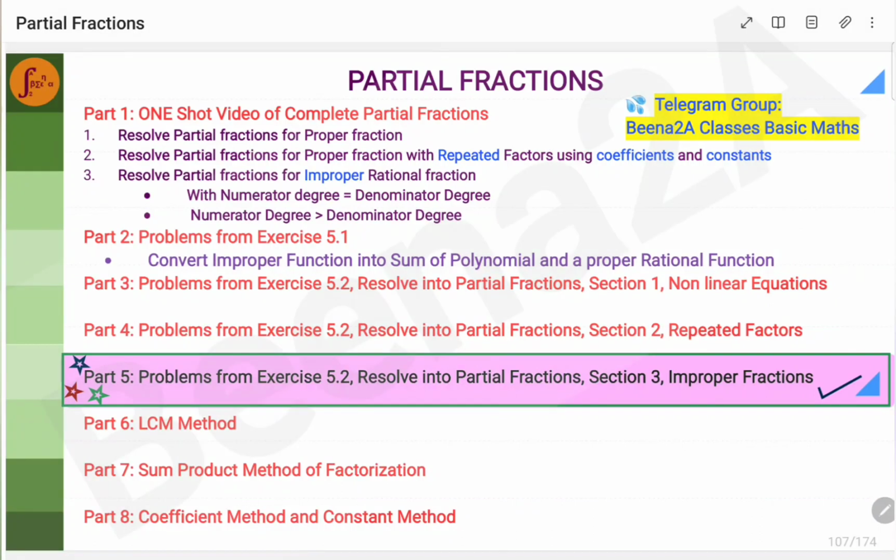Hi everyone. In this video, we'll go through problems related to partial fractions where we have to resolve improper fractions into partial fractions.